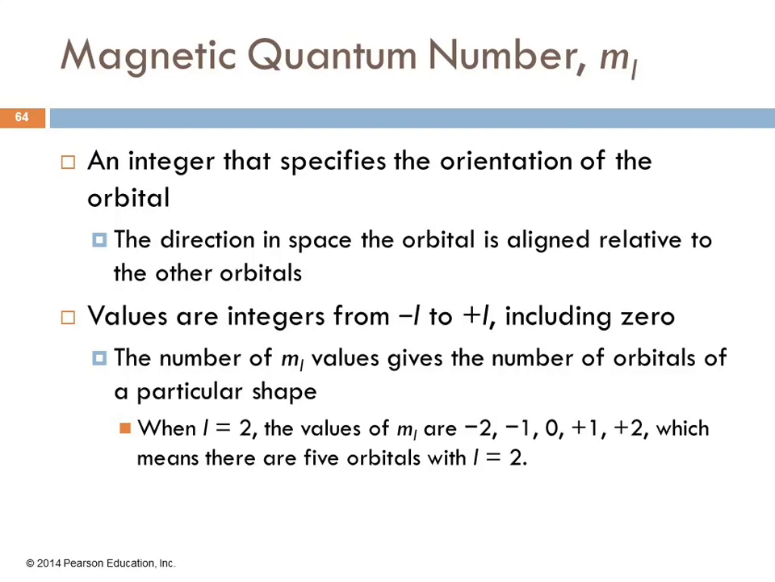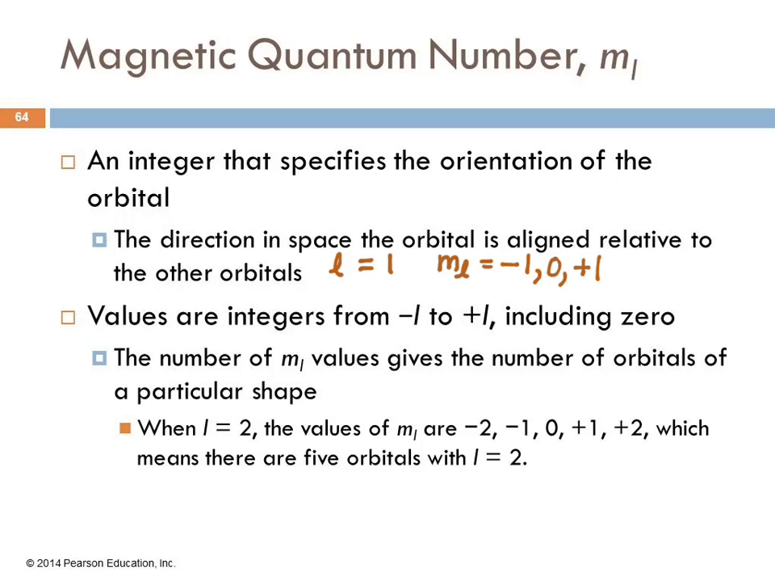The magnetic quantum number specifies the orientation of the orbital. It's the direction in space. So the values here are from minus L to plus L, including 0. So for p orbitals, what does L equal? One. It went 0, 1, 2, 3, S, P, D, F. So P is L equals 1. So then M sub L is going to have possible values of minus 1, 0, and plus 1.